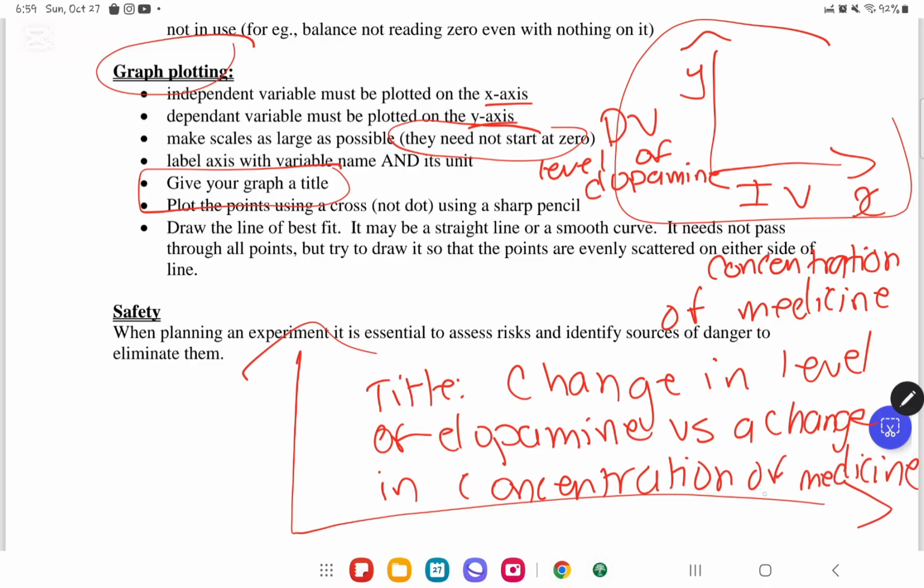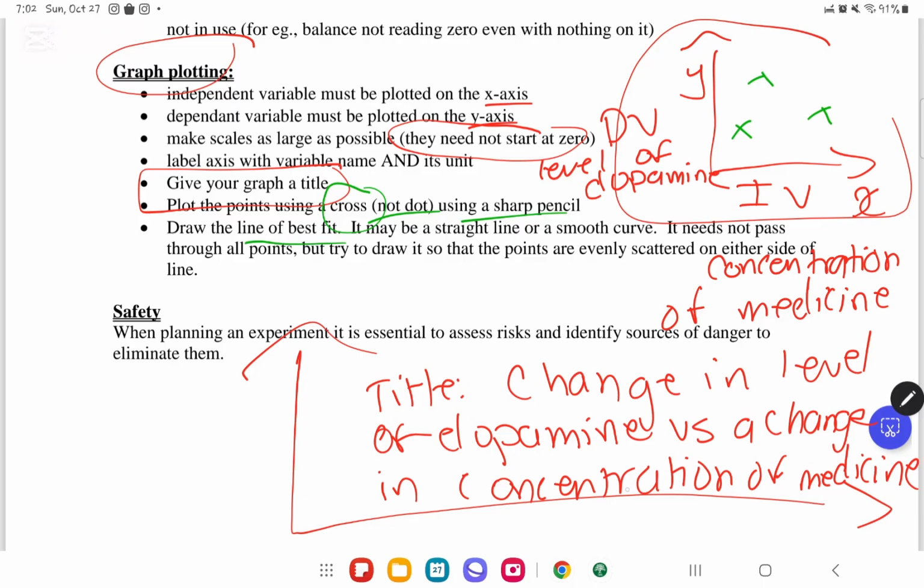Okay? Now, if you're going to plot the points, they told us to use a cross, not a dot. So don't put it like this. No. They told us to use a cross like this, for example. And you should use a sharp pencil. Then, they told us to draw the line of best fit.